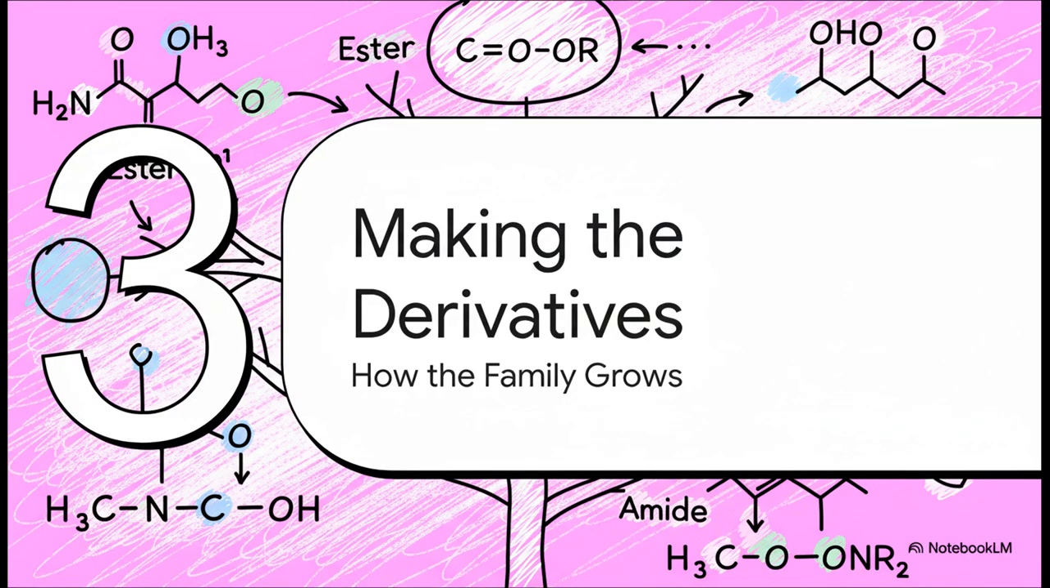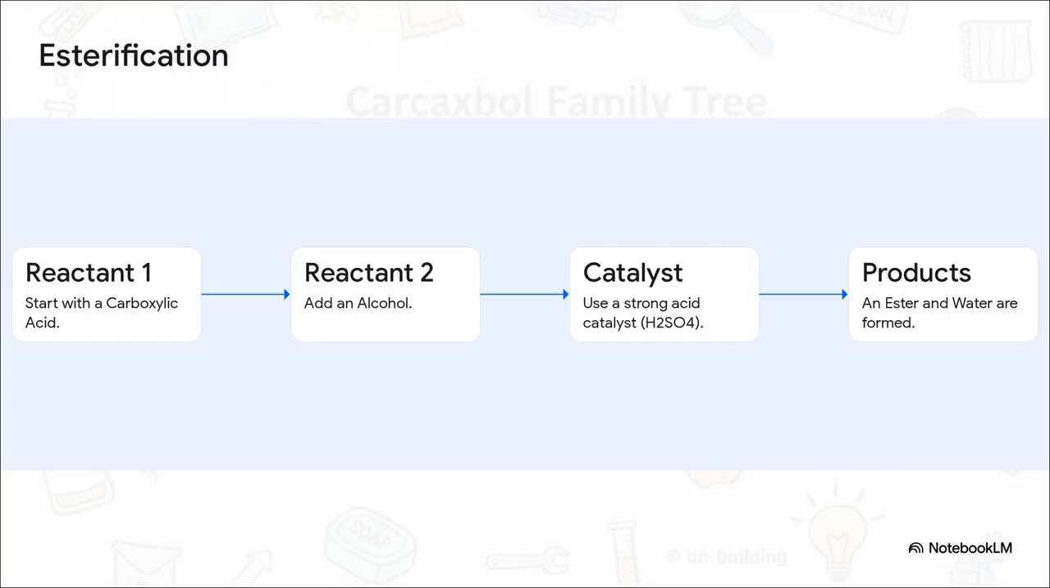So, now for the really cool part. How does this family actually expand? How do we create the children, the esters and the amides, from that parent acid? Well, this is where the magic of chemistry comes in, and we get to see how the family tree branches out. Making an ester, a process we call esterification, is kind of like following a simple chemical recipe. You just take your carboxylic acid, react it with an alcohol, and then you add a drop of a strong acid to act as a catalyst, just to get things moving. And the result?